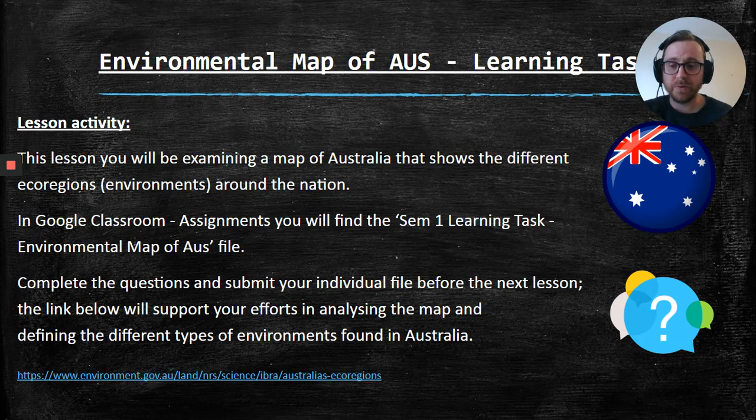Similar to the student notebook, you've all got your individual file. So when you go into Google Classroom, you just click on it, and that'll open up your file. And you can answer the questions there and just hit submit, top right, and it'll be good. Complete the questions and submit your individual file before the next lesson. The link below will support your efforts in analysing the map and defining the different types of environments found in Australia.